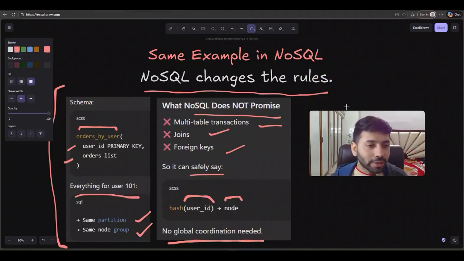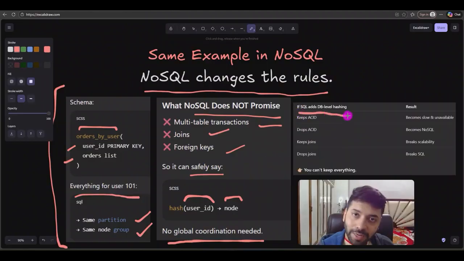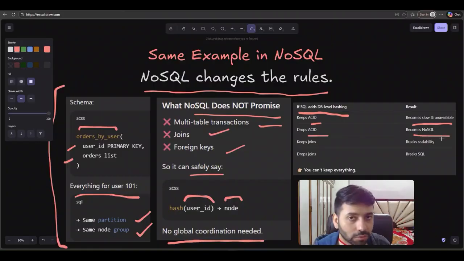Okay, so if I show you in that table form, if SQL adds DB level hashing instead of handling that at app level, then if it has to keep the ACID, it will become very slow and unavailable. The example that we just saw before this, correct? And if it drops ACID, it becomes NoSQL, because NoSQL doesn't guarantee ACID across nodes, whereas SQL guarantees the ACID properties. So if you keep ACID using this approach of NoSQL, then it becomes very slow and unavailable. If it drops it, then it is no longer SQL, correct? Then it is a NoSQL.